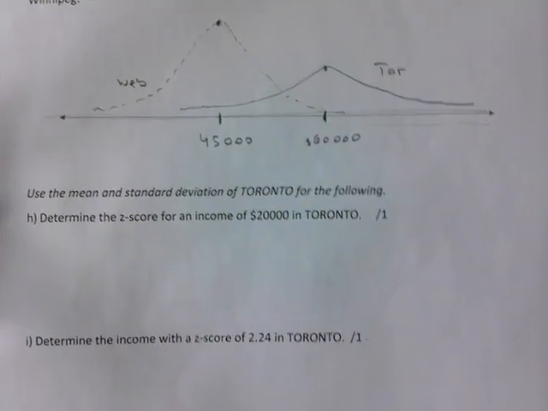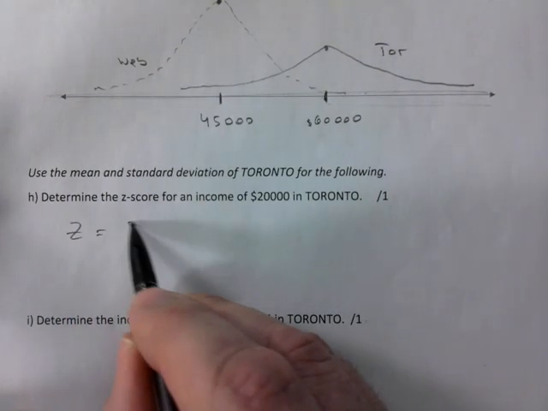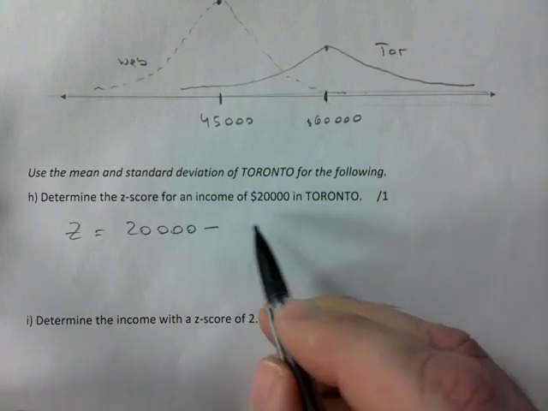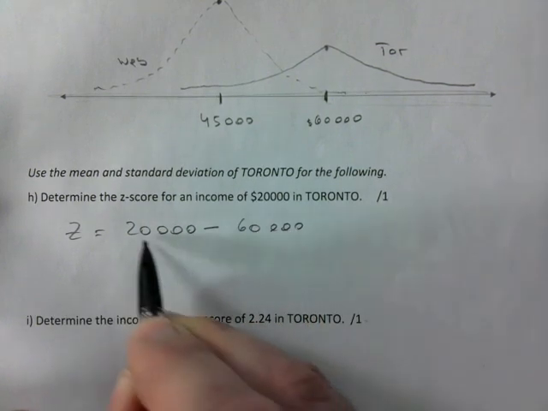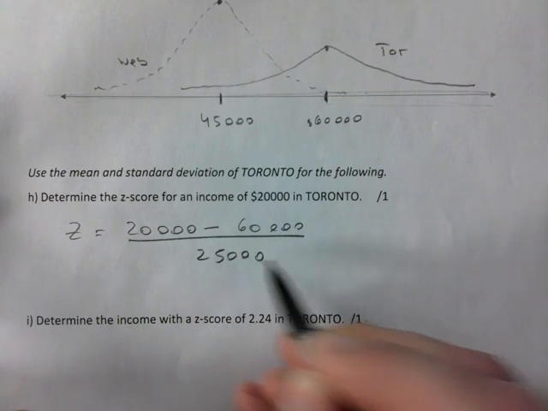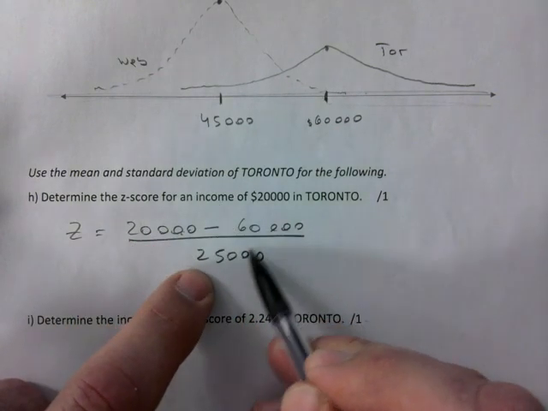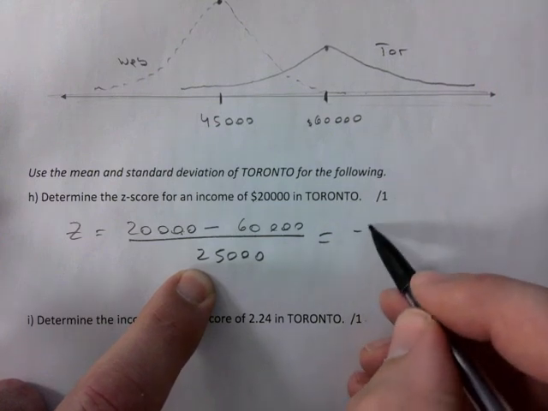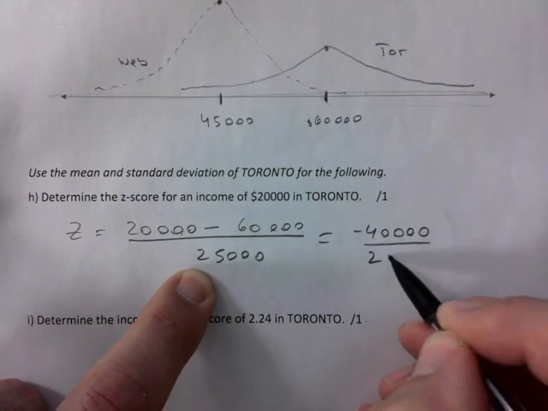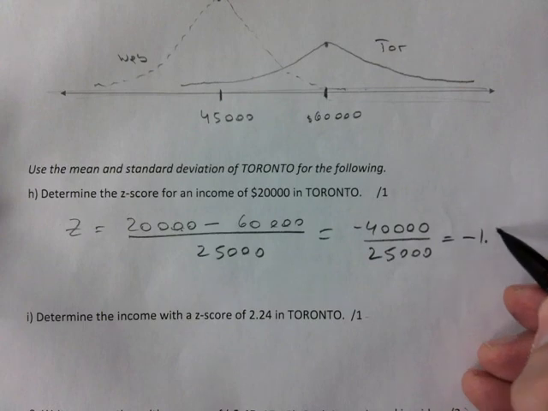Okay, next. Use the mean and standard deviation of Toronto for the following. Determine the z-score of an income of 20,000 in Toronto. So you have 20,000 minus the average in Toronto, 60,000, over 25,000, right? So you're doing the same thing. I'm using the same income as I did for Winnipeg, but now we're relating it to Toronto. So that'd be negative 40,000 over 25,000. That's negative 1.6.